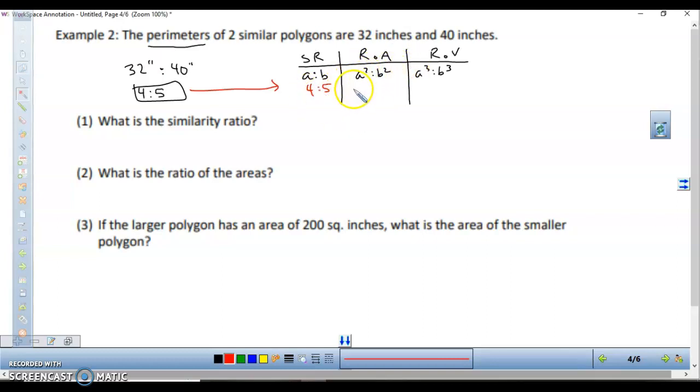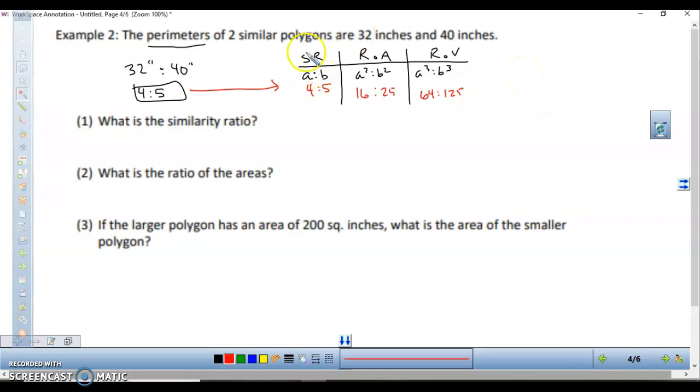The ratio of areas, I'll square those numbers. That will be 16 to 25. And the ratio of volumes, I'll cube those numbers. 4 cubed is 64. And let's see, 5 cubed is 125. So the ratio of volumes is 64 to 125. Now here's what that means.